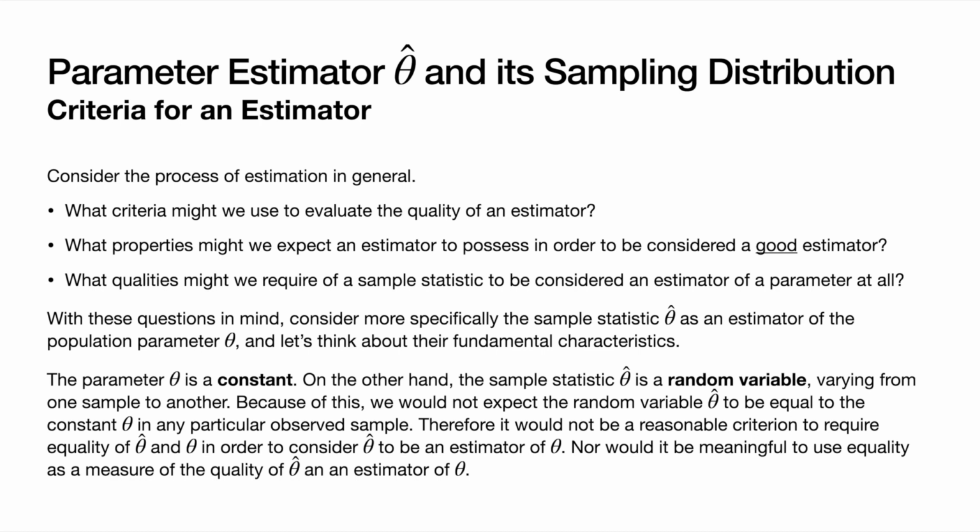The parameter theta is a constant. On the other hand, the sample statistic theta hat is a random variable, varying from one sample to another. Because of this, we would not expect the random variable theta hat to be equal to the constant theta in any particular observed sample. Therefore, it would not be a reasonable criterion to require equality of theta hat and theta in order to consider theta hat to be an estimator of theta. Nor would it be meaningful to use equality as a measure of the quality of theta hat as an estimator of theta.